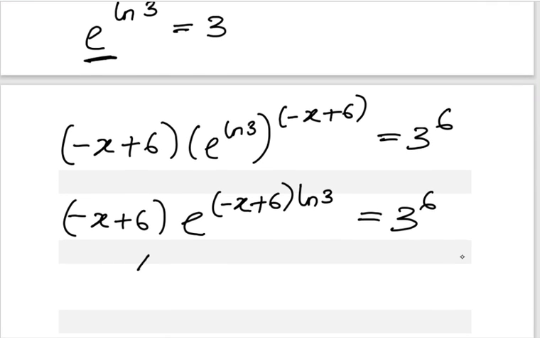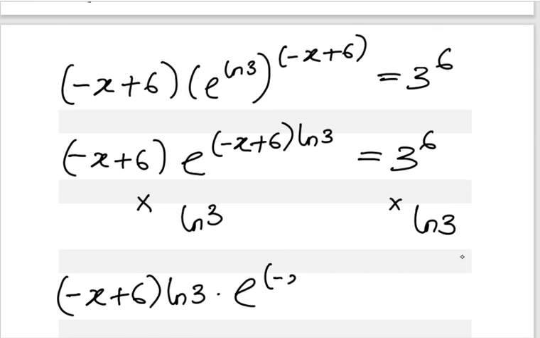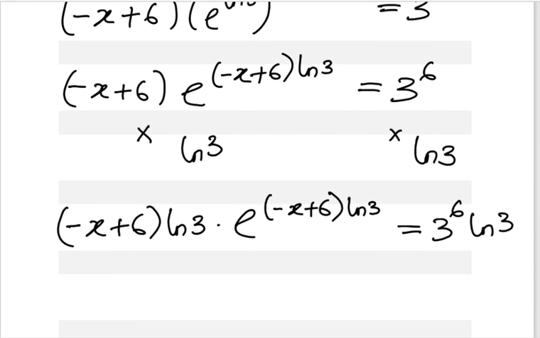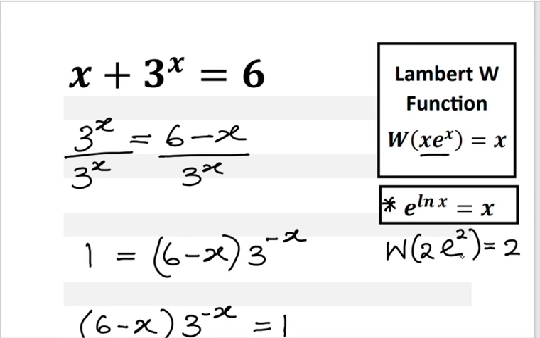Then we can multiply both sides by natural log of 3. And if we do that, we're going to have negative x plus 6 times natural log of 3, then times exponential negative x plus 6 times natural log of 3, and this is going to give us 3 to the power of 6 natural log of 3. So we've changed nothing, but if you look at this clearly, you can now see that this term is the same as this term here. So we have successfully made the left side to be in this form.